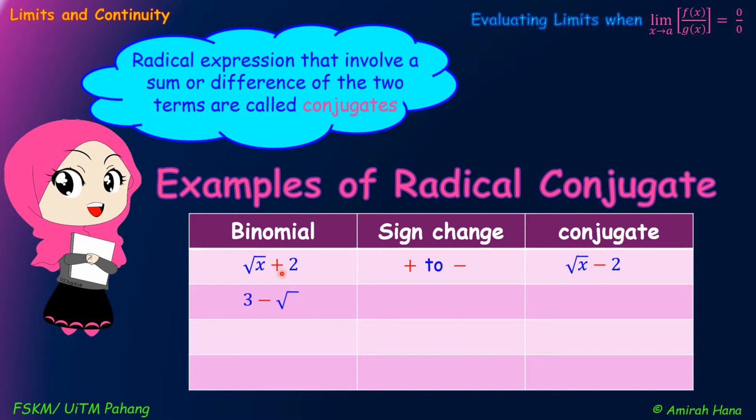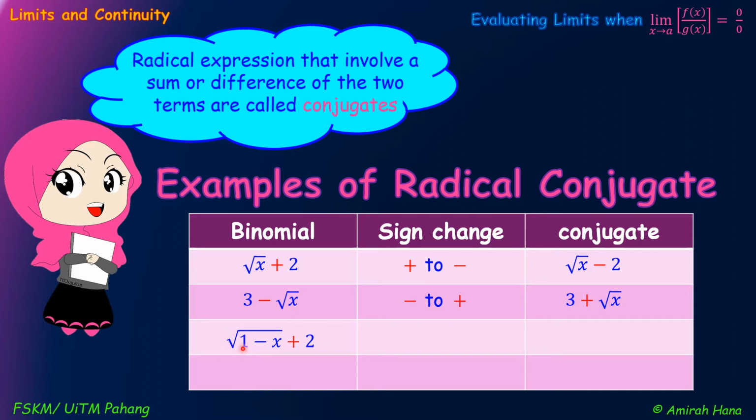Look at the second one. If we have 3 minus radical x, let's say we change from the minus sign to a positive sign. So we get 3 plus radical x. This is called the conjugate of this binomial, right? From here, we change the minus sign to a positive sign.